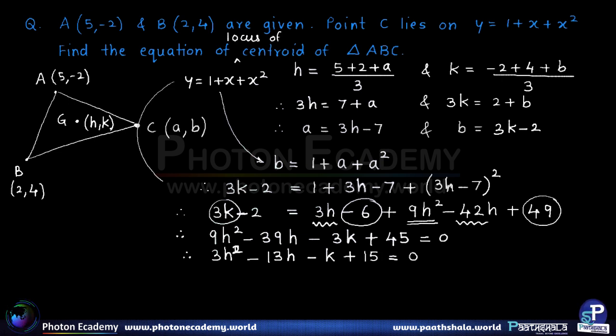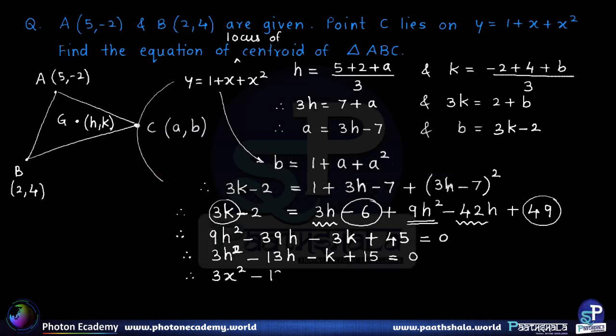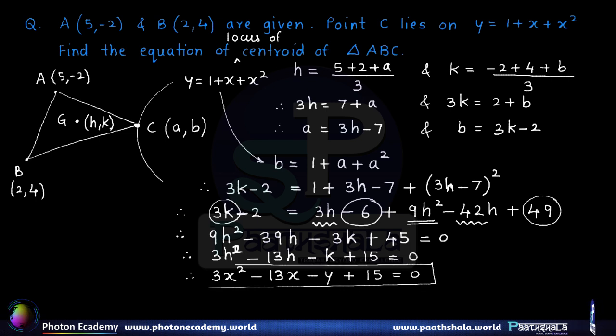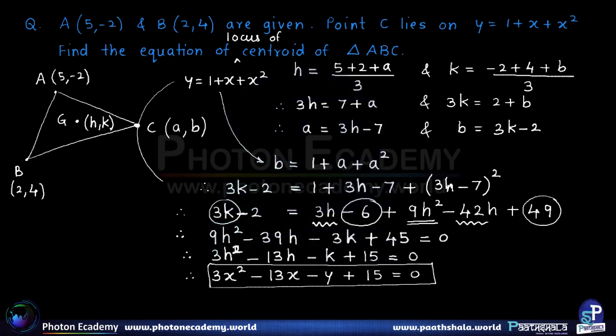So as we have got the simplest expression involving h and k, now we can replace h with x and k with y to give us the final required equation of the locus. It is 3x² - 13x - y + 15 = 0, which is the equation of the locus of centroid G. So this is the curve on which all the different centroids of different triangles will lie.